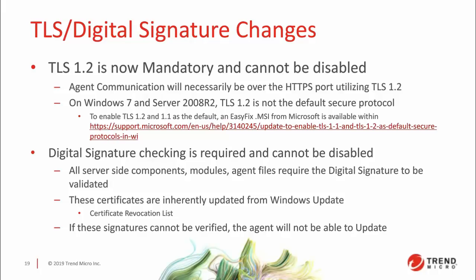Digital signature checking, like I said, not disableable anymore. All server-side components, when you're updating the agent, will do a digital signature validation. And if it fails this, it won't update. This is the cause of a lot of my agents aren't updating issues. The certificates are part of the certificate revocation list, and generally that's updated by Windows updates. But if you control those or you don't issue them very often, some certificates may expire and then it can't do the validation.